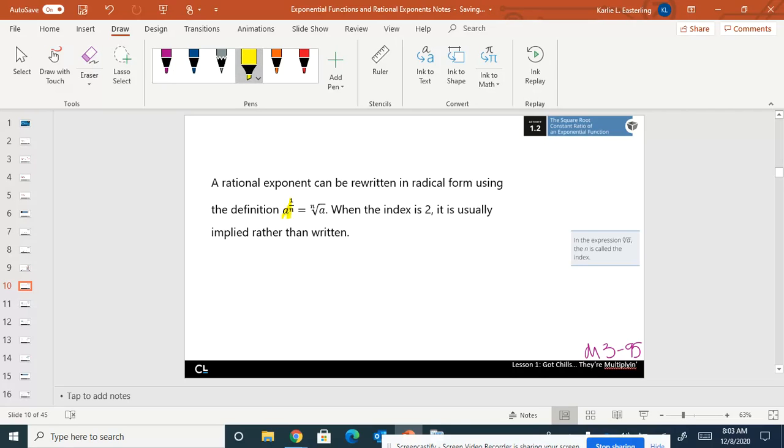So we're looking at a to the power of 1 over n, and you can rewrite that as the nth root of a. When the index is 2, the index is that n right there, it's usually just the square root. So for example, a to the 1/3 would be the cube root of a. You're writing whatever root the number is in the denominator of your fraction, of that base. And the base here is a, okay? So you're not going to want to lose that.